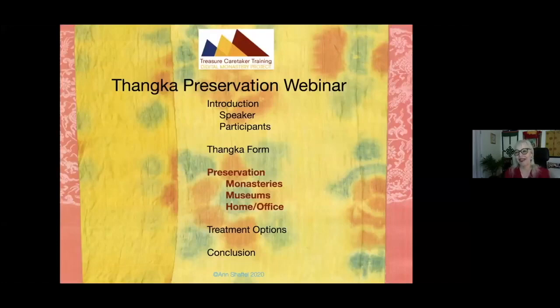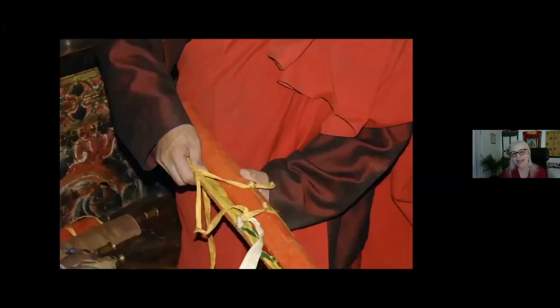Let's talk about preservation of Thangkas in monasteries. I am watching the time. Monasteries are very traditional and somewhat secretive in that what goes on in a monastery stays in a monastery. So when I work in monasteries, I don't leave with any documentation of their Thangkas. I teach them how to do the documentation. I completely respect confidentiality.